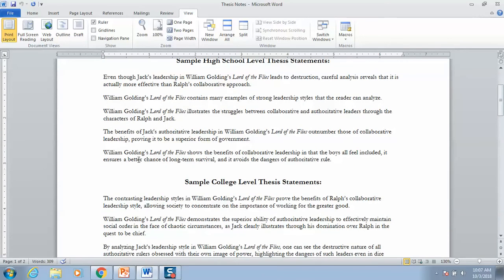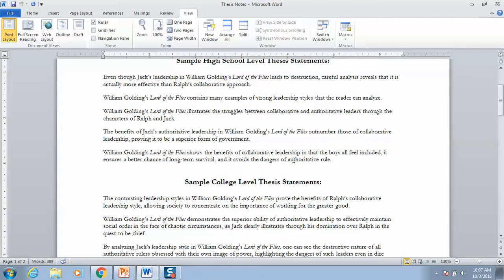And then this last one is an example of what's called a 3-prong thesis statement. If you got the comment from me on your essay that you're using the 3-prong thesis, it probably looks like this: "William Golding's Lord of the Flies shows the benefit of collaborative leadership in that the boys all feel included, it ensures a better chance of long-term survival, and it avoids the dangers of authoritative rule." A lot of middle school students learn the 3-prong thesis, where you state your claim and then preview your main points that will be embedded in your 3 body paragraphs. It's a good starting point for thesis statements.